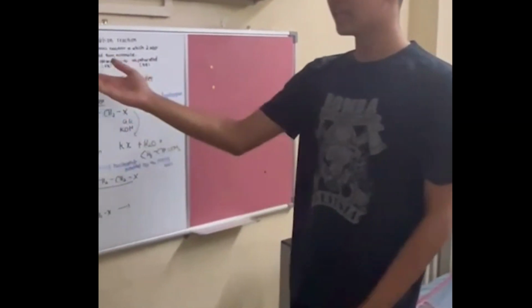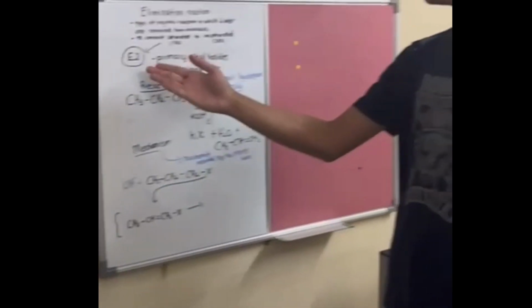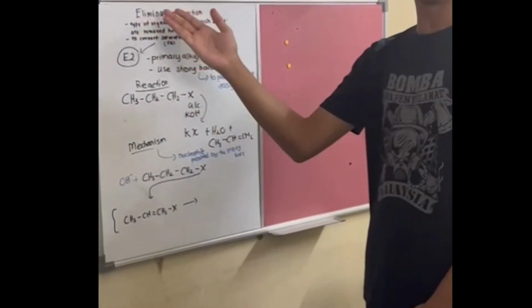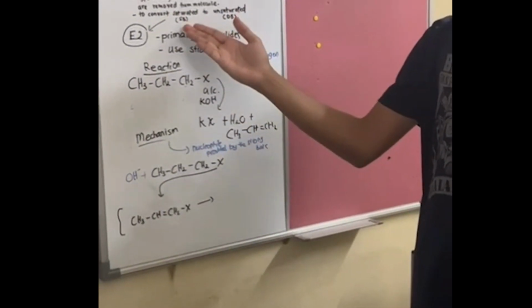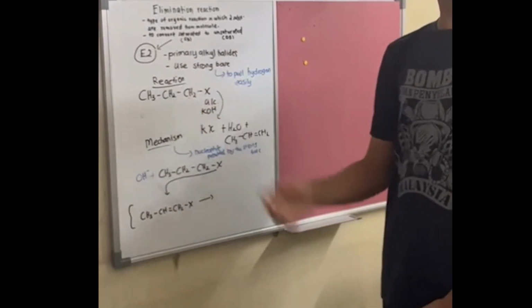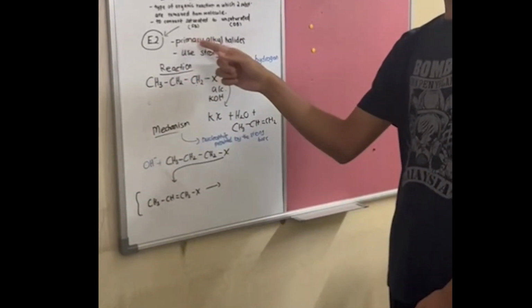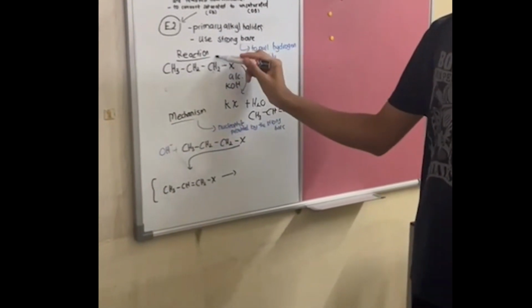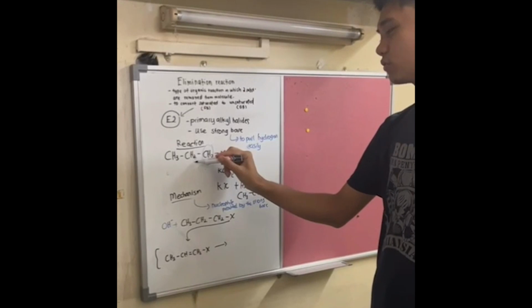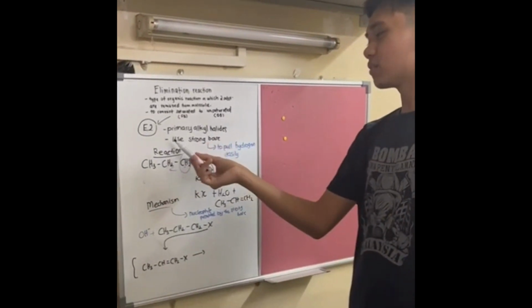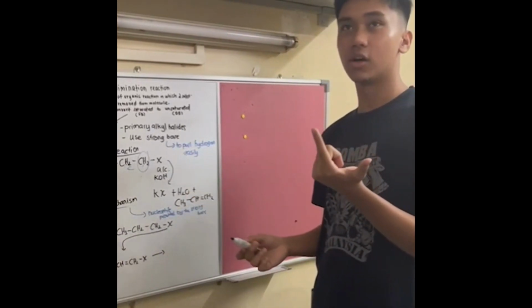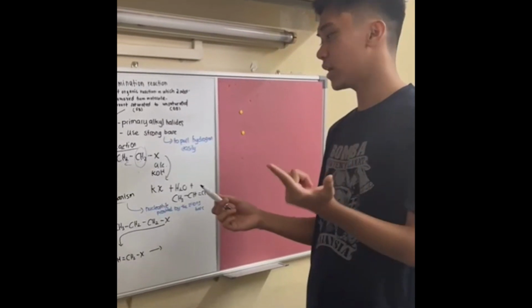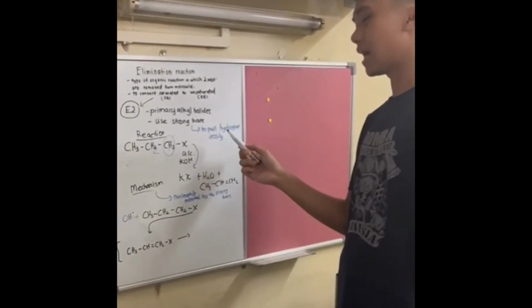My name is Adam Haika from Group 5, and I will be explaining further about E2, where E2 is also an elimination reaction, which also converts from saturated to unsaturated, which is from a single bond to a double bond. But it will only involve primary alkyl halides, which means CH2 reacts with only one carbon, and it also uses a strong base, for example alcoholic KOH or alcoholic NaOH. Why? It is to pull the hydrogen easily.